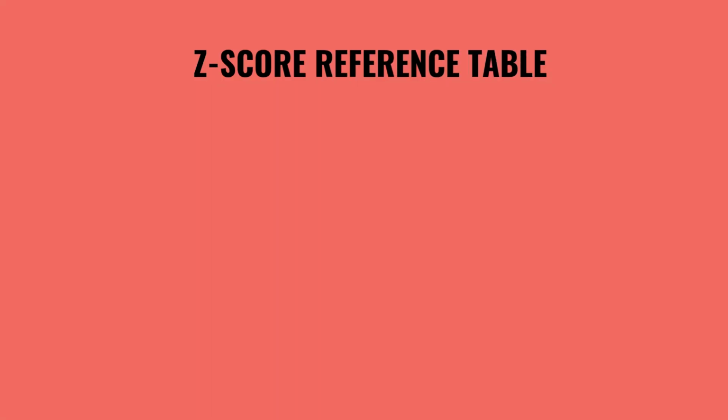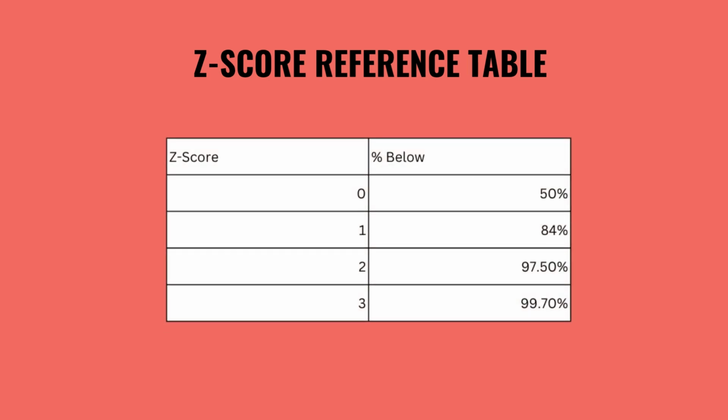Now here's where it gets powerful. Z-score helps us understand probability. For example, if z equals 0, 50% of values are below. If z equals 1, about 84% are below. And if z equals 2, about 97.5% are below. This means if your z-score is 2, you performed better than about 97% of people. That's rare.